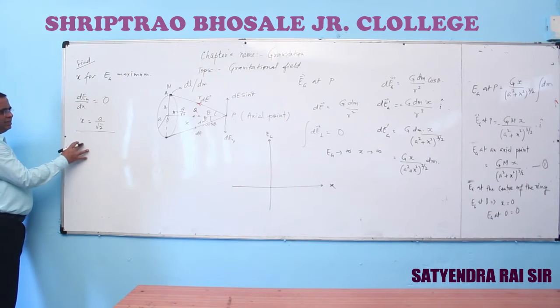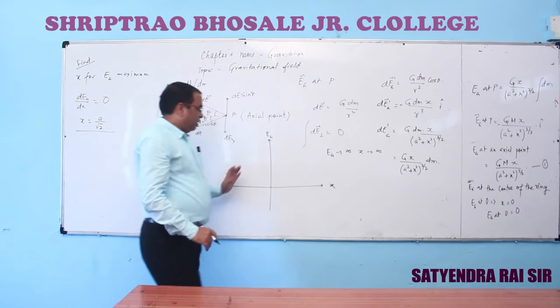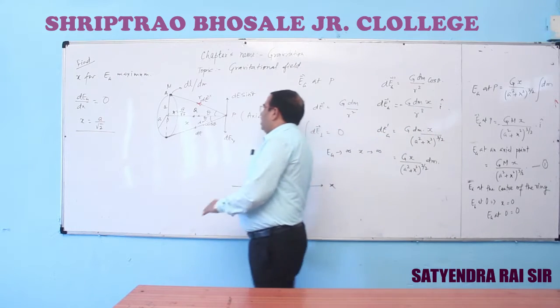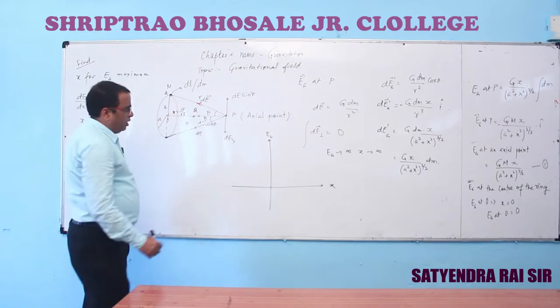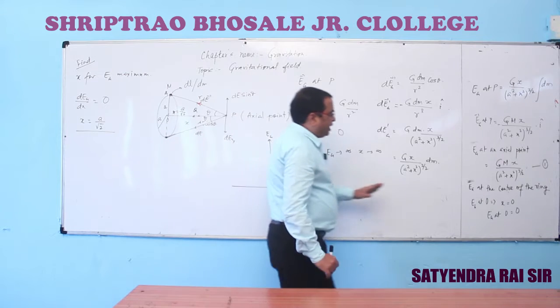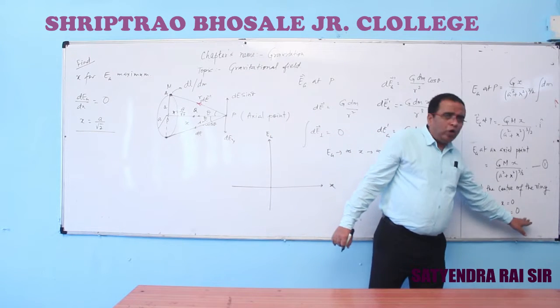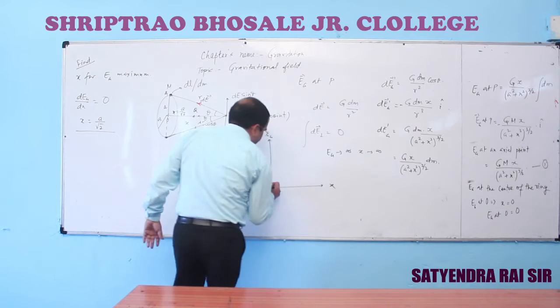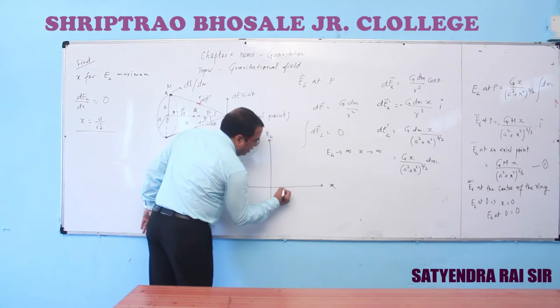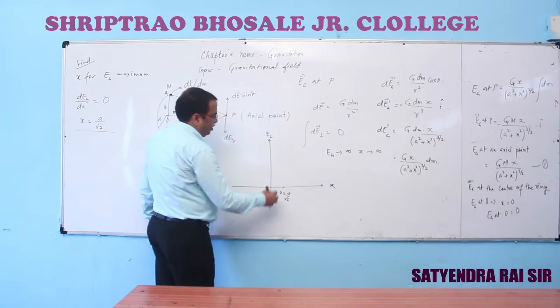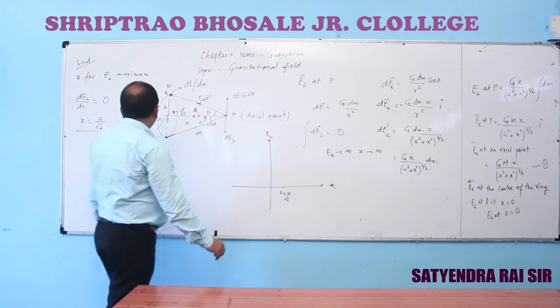So field is maximum there, and how can we show this in graph? Graphically we can show it like this. At origin we have seen the first case, Eg at the center of the ring is 0, Eg at O is 0. That means here it is 0. At x equals to a by root 2, it's maximum. It's maximum somewhere. And what is the maximum value?